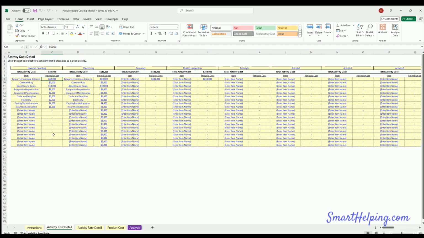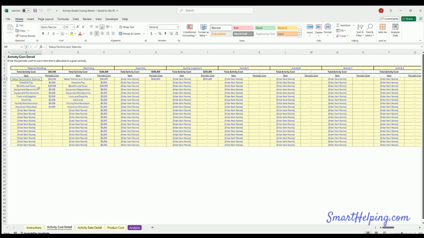Now, an activity is something you can quantify and put a cost to. These are random numbers, random inputs. You'll put in your own data for this. Up top are just the activities that are required, like quality inspections, assembly, machining, just anything that you can group into an activity. And you can define all the different costs that go into that.